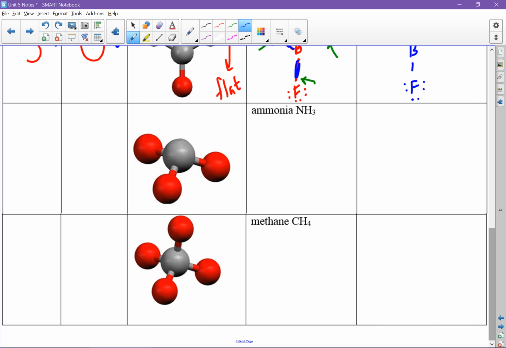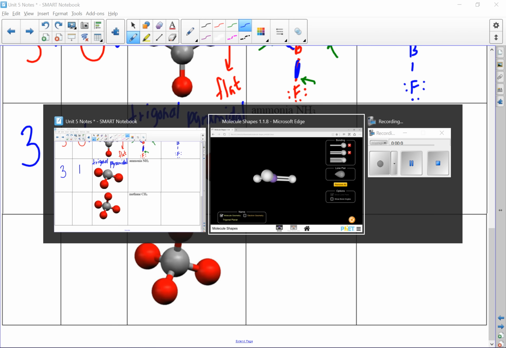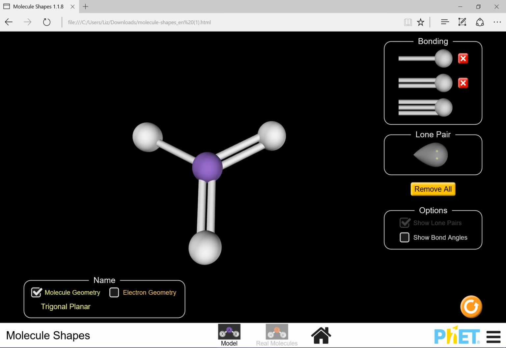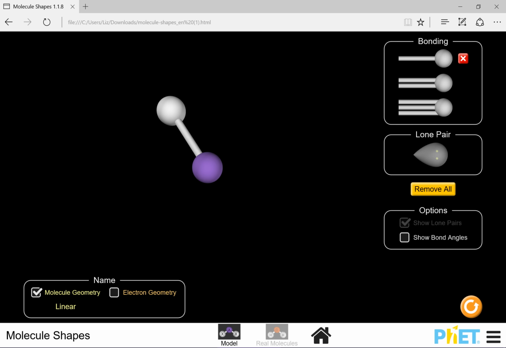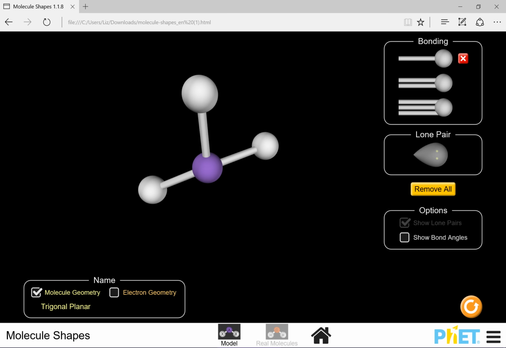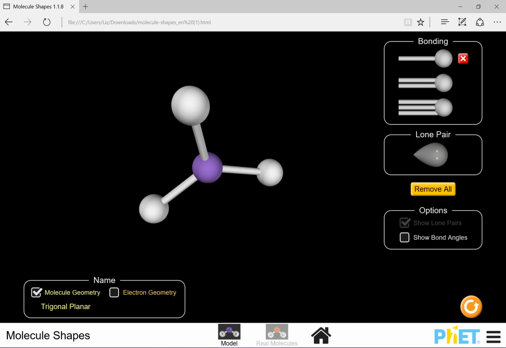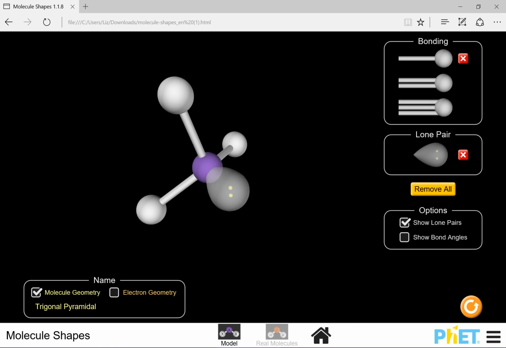Our next option is to keep the 3 bonds on the outside, but then you add 1 pair of electrons. That changes your shape. It's still trigonal because of the 3 bonds that it has, but it's trigonal pyramidal, like a pyramid. So let me show you what that means. I'm going to keep these 3 bonds that I have. I'm going to make them single though, because that's how I like it to look. Okay. There's trigonal planar, it says on the screen, but watch what happens when I add electrons.